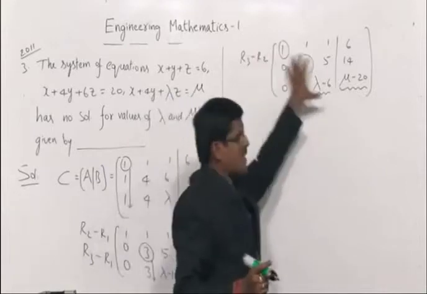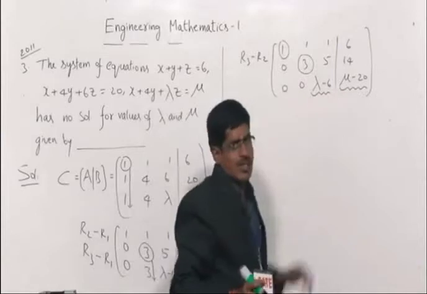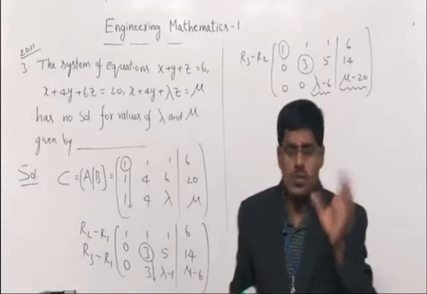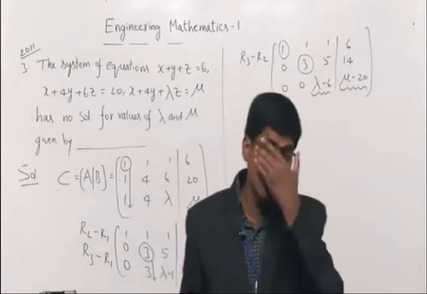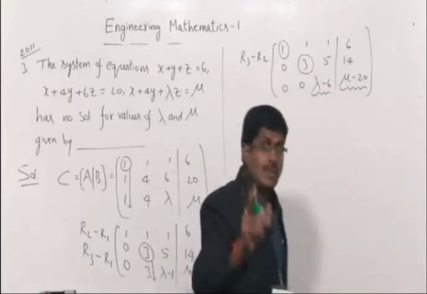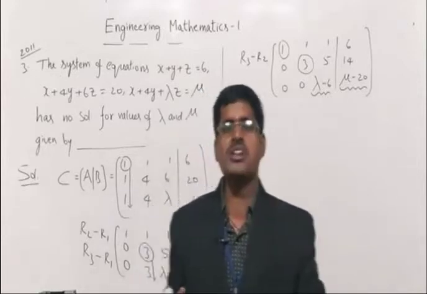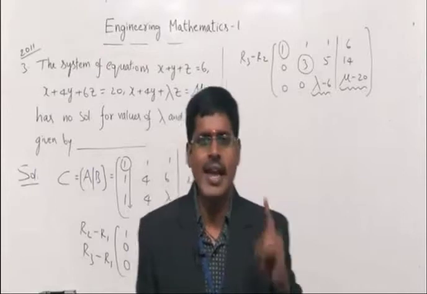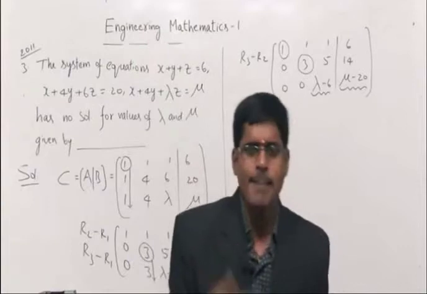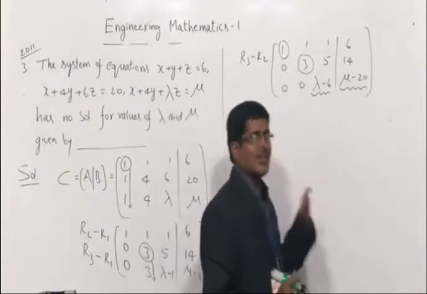Now the entire problem depends on this last row. That means both ranks, A and C, depend on these two last entries. Now look at your question. I have given no solution. That means these equations have no solution for the corresponding lambda and mu values we have to find. No solution means inconsistent. Inconsistent means, by the formula for Ax equal to B, rank A not equal to rank C. So rank A is less than rank C, because A is a part of the C matrix.